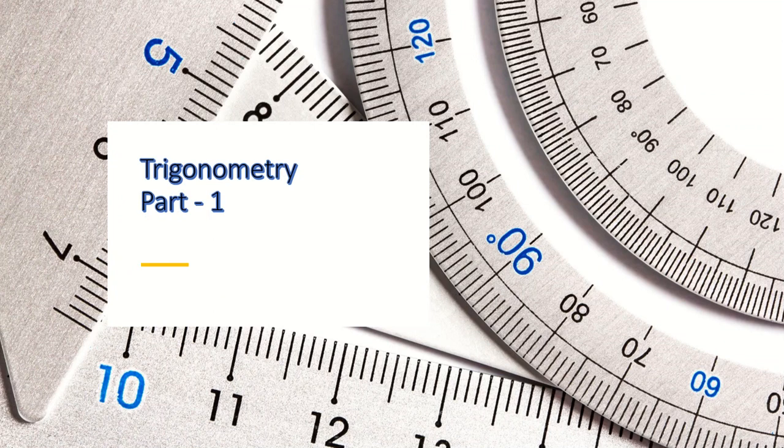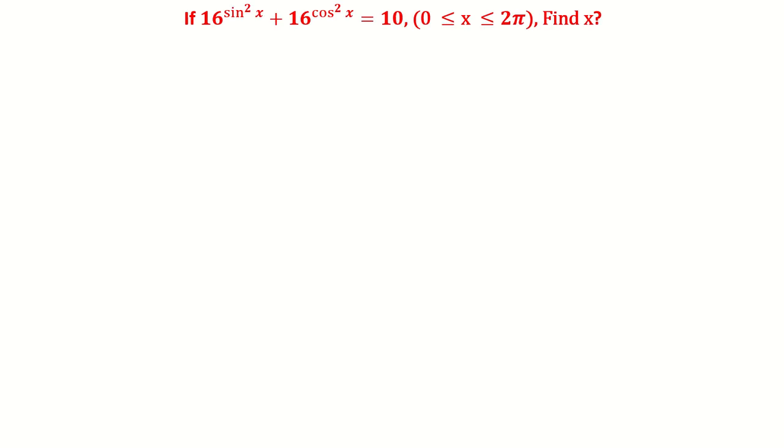As I said in my previous video, let's start trigonometry problems now. Okay, the first problem is 16 to the power of sine square x plus 16 to the power of cos square x equal to 10, and x is in the range of 0 to 2 pi. Then find x.